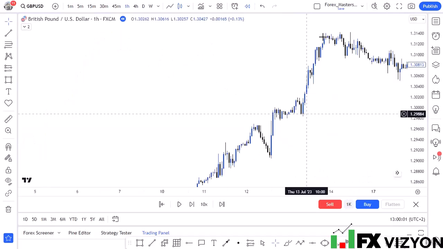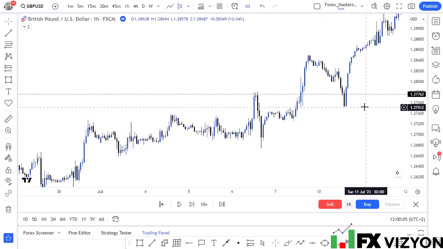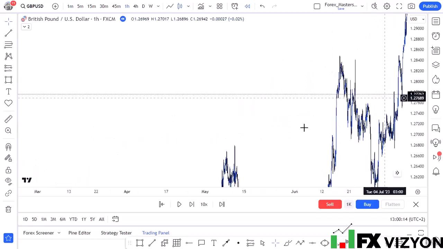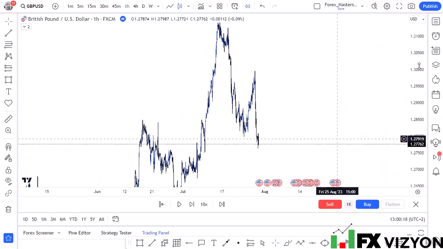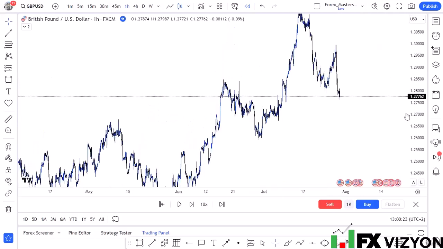Sometimes many will be using lower time frames, and as a result, they won't really understand the bigger picture of the market or what the market is doing on the bigger picture. So the first thing that you need to do is zoom out. Zoom out to the last zoom out level. Once you zoom out, you'll be able to see a bigger picture of the market.